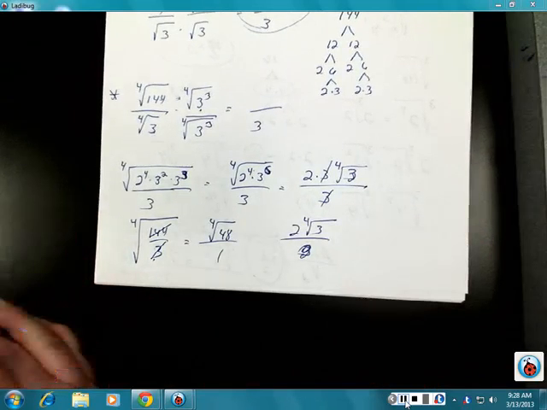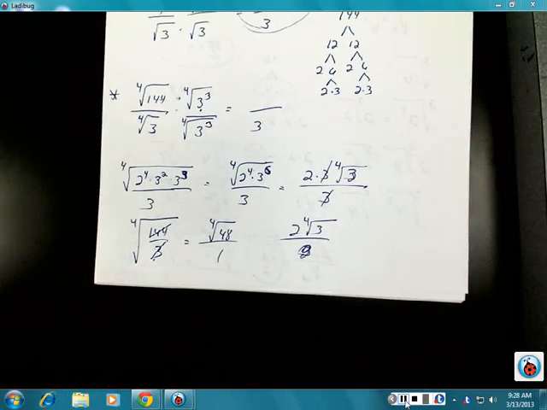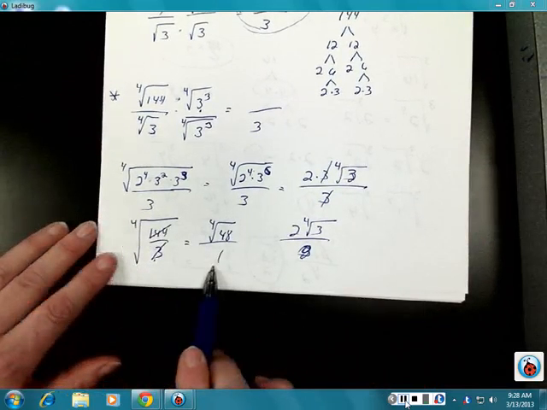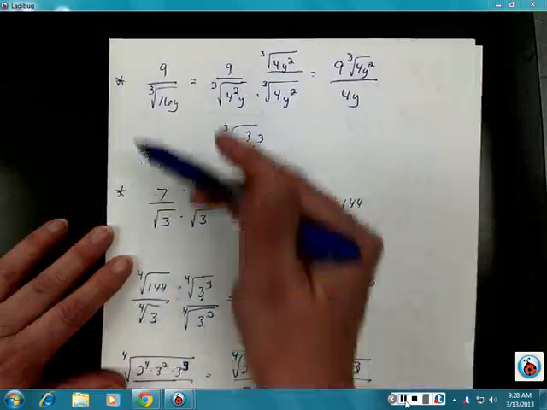Long gone. Okay. Do I have to rationalize the denominator now? Nope. It's gone. So I don't have to get rid of it. This is the shortcut, all right? But it's only if they cancel.